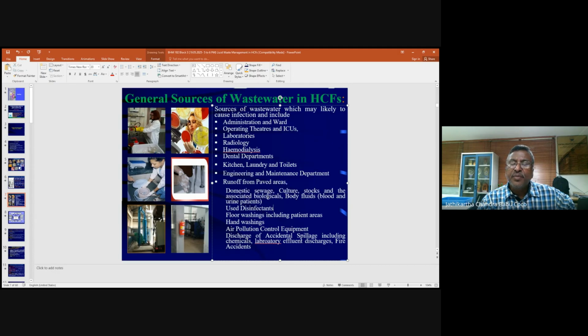They are going to generate wastewater which may contain cultures, stocks, and the associated biological waste, body fluids, and used disinfectants, floor washings including patient areas, hand washings, air pollution control equipment if you are operating any APC, the boilers, discharge of accidental spillage including chemicals, laboratory effluent discharges, apart from fire accidents. Therefore, these are the possible sources of wastewater generation from the hospital.